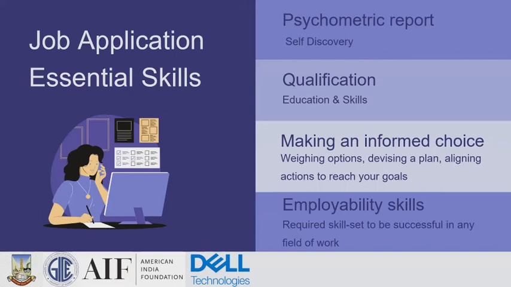So what are the essential skills for job application? So this is the psychometric report which we'll be doing at the end of the presentation, which will give you a brief highlight on your personality. Then the qualification, which is the education and the skills you possess, the various degrees you will get moving forward in future. Making an informed choice, like weighing options, devising a plan, aligning actions to reach your goals, your passions. And employability skills, as we have given some of the employability skills in detail, which is the required skill set to be successful in any field of work.